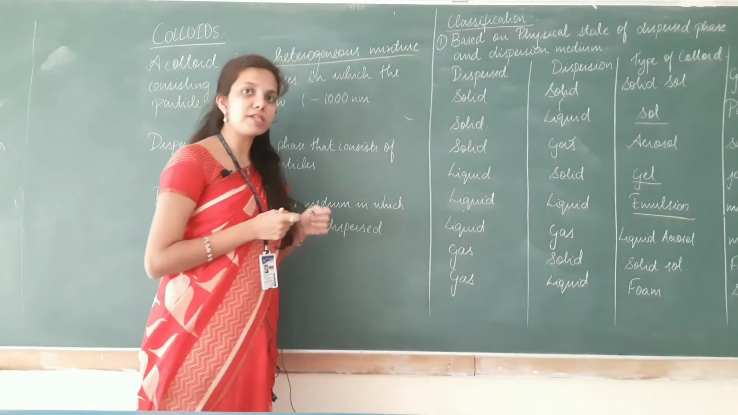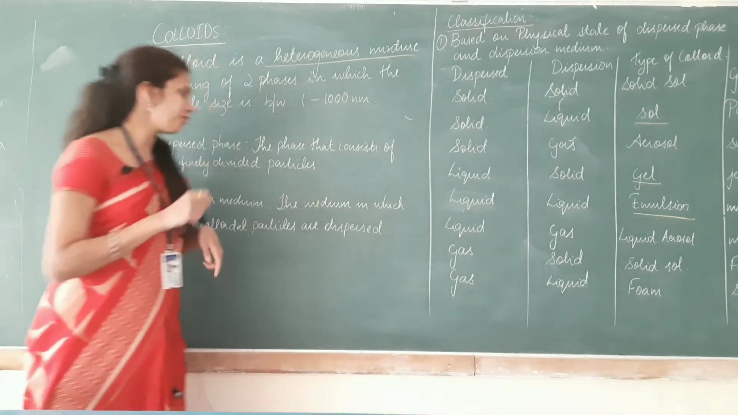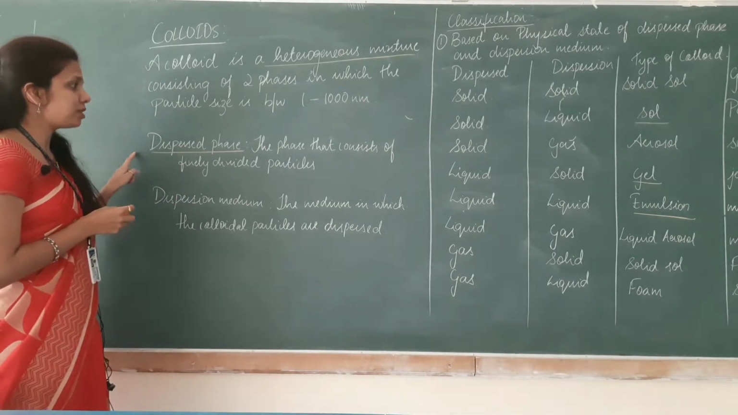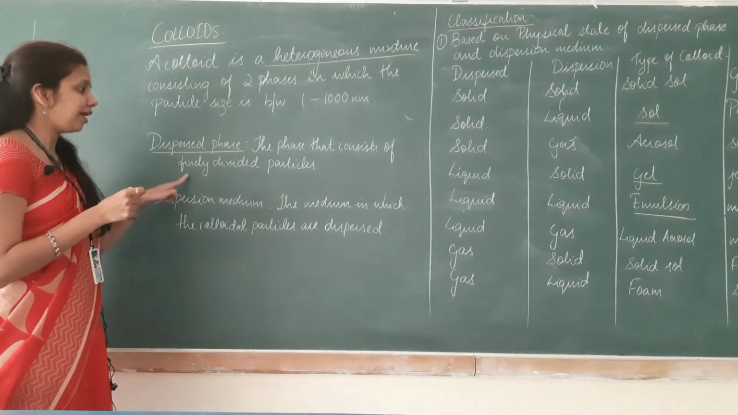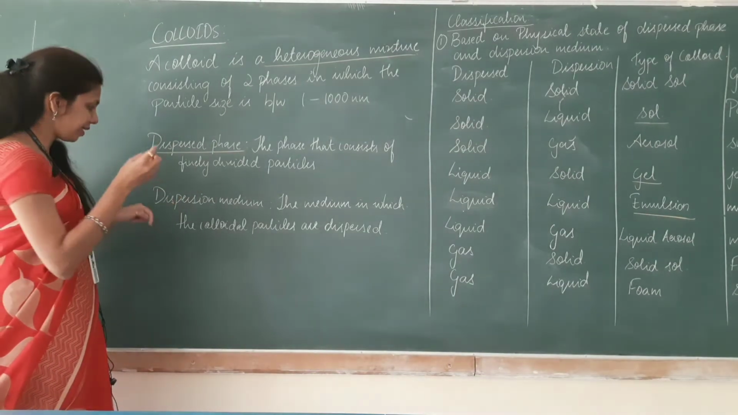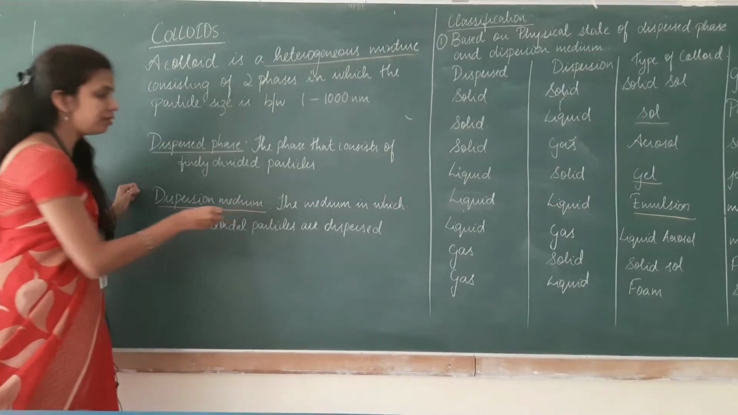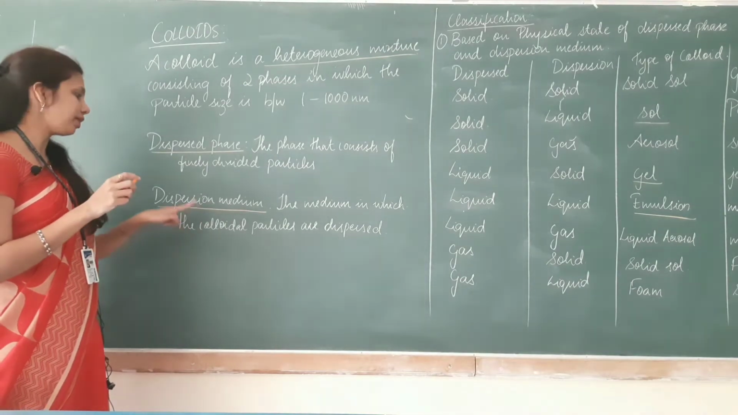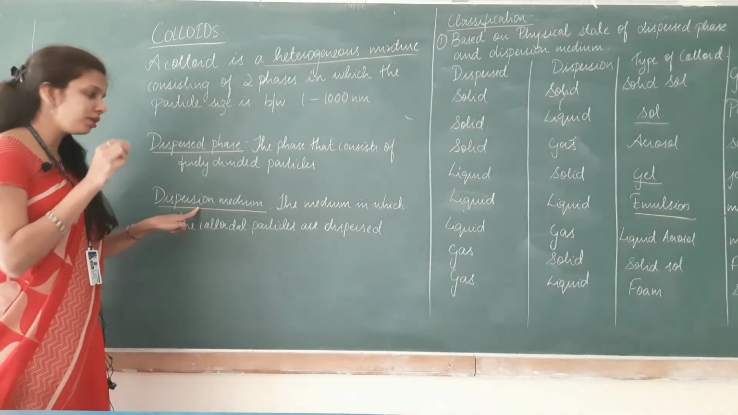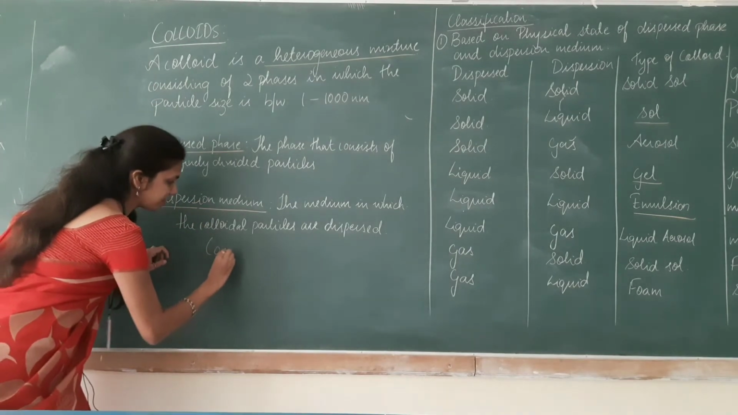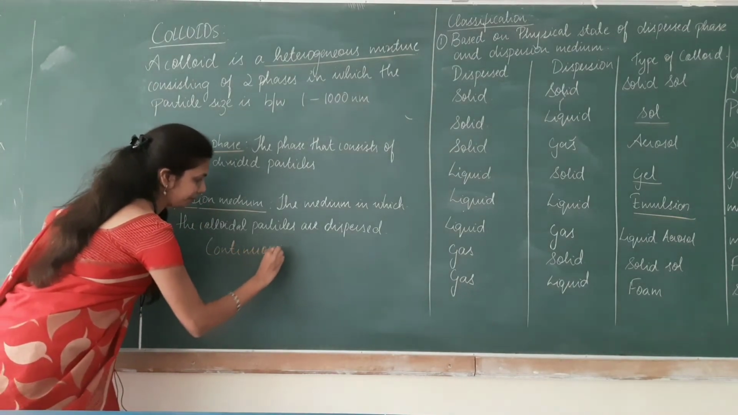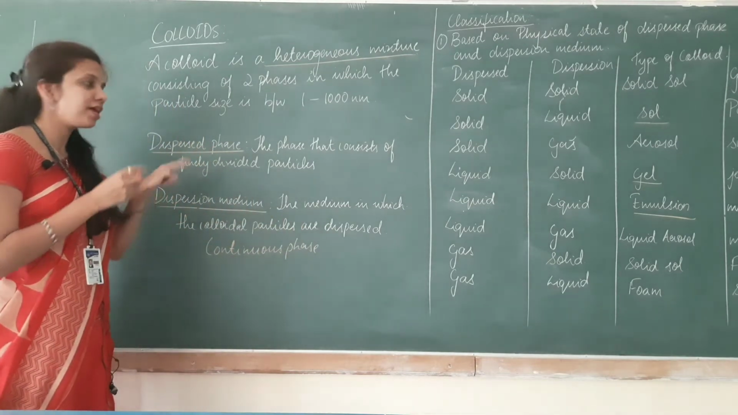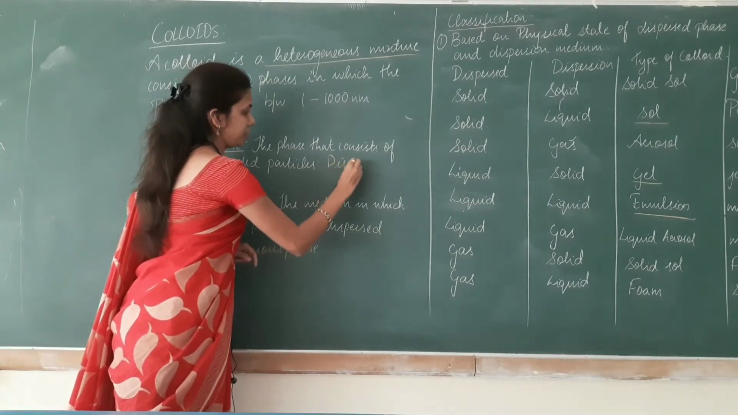Now, in colloids we study two phases. One is the dispersed phase. What is a dispersed phase? A dispersed phase is that phase that consists of finely divided particles, and the second phase is the dispersion medium. The medium in which the colloidal particles are dispersed is called the dispersion medium. The dispersion medium is also called the continuous phase, and the dispersed phase is also called the discontinuous phase.